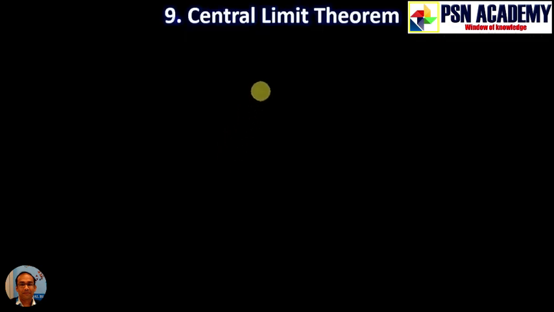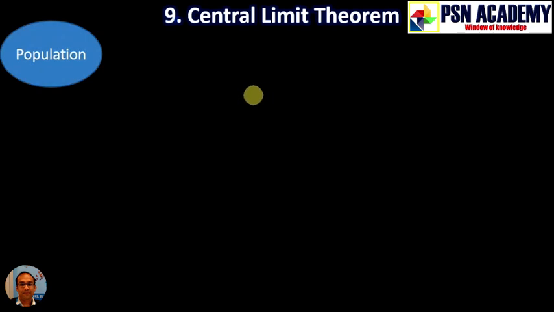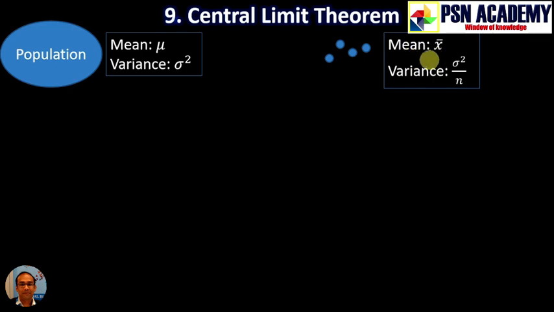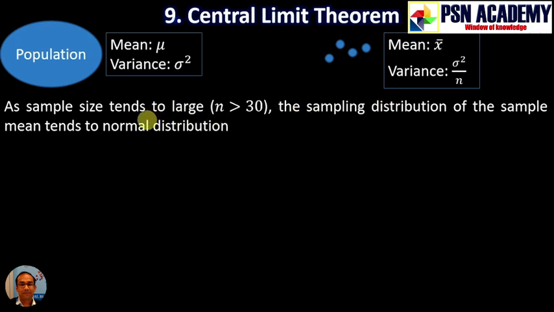Next we go for the central limit theorem. Suppose there is a population with mean mu and variance sigma square. You have a sample, and the sample mean is x bar and the variance is sigma square by n. Now you see here that as the sample size tends to be large, that means n greater than 30, the sampling distribution of the sample mean tends to a normal distribution. That means as you increase the sample size, the sampling distribution of the sample mean tends to be normal.